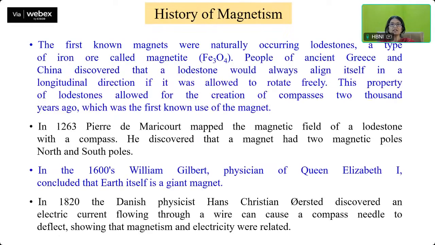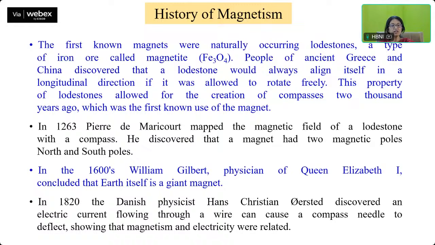So the first known magnets were naturally occurring lodestones. This is a type of iron ore like magnetite, Fe3O4. People of ancient Greece and China discovered that a lodestone would always align itself in a longitudinal direction if it was allowed to rotate freely. This property of lodestones allowed for the creation of compasses 2000 years ago, which was the first use of magnet. So the first use of magnet was about compass.